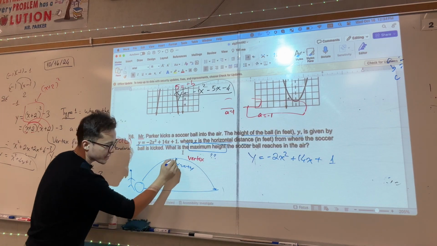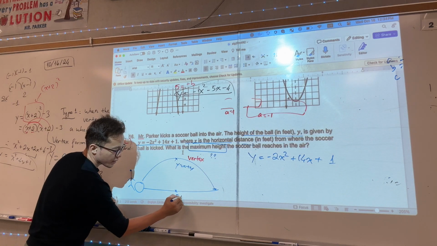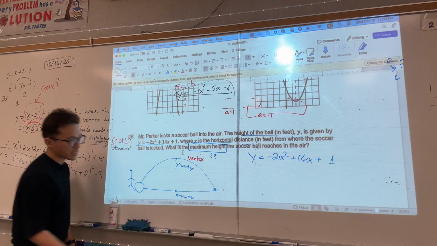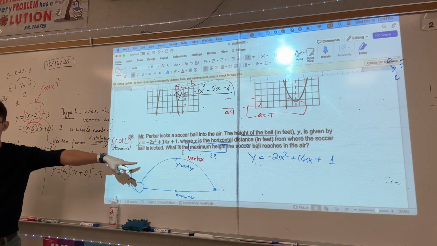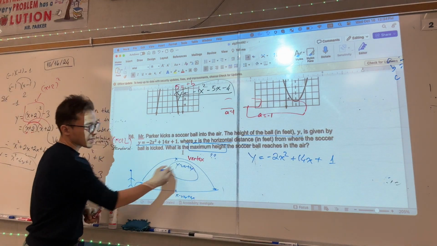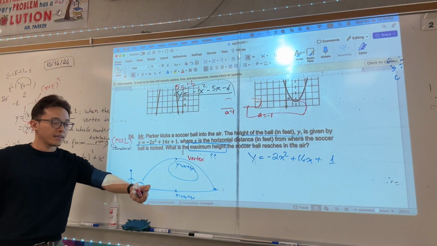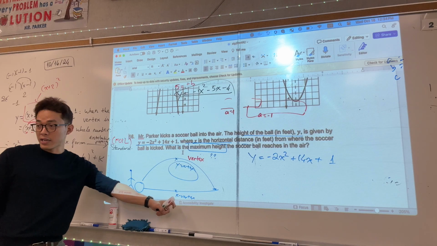So y vertex is this point. X vertex is this point. Which one do you think they're asking for? The y. Does it make sense? You need to make sense of it, not just memorize it. So y vertex. Now go down to the question. How do you find y vertex? You need to find the x vertex, and then you plug it in.